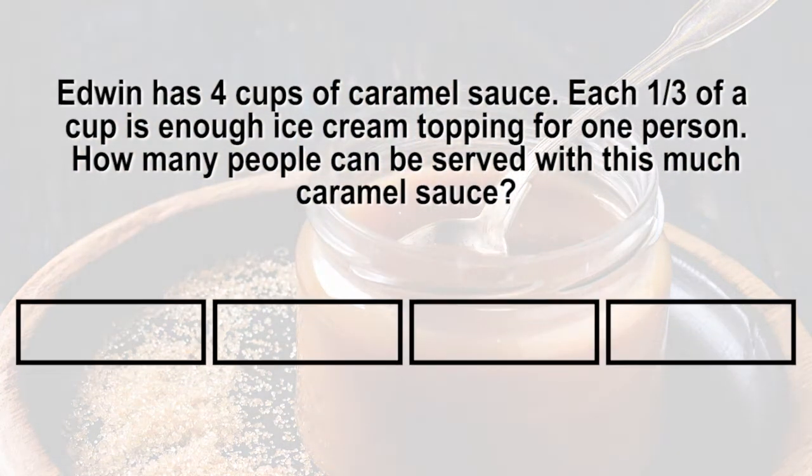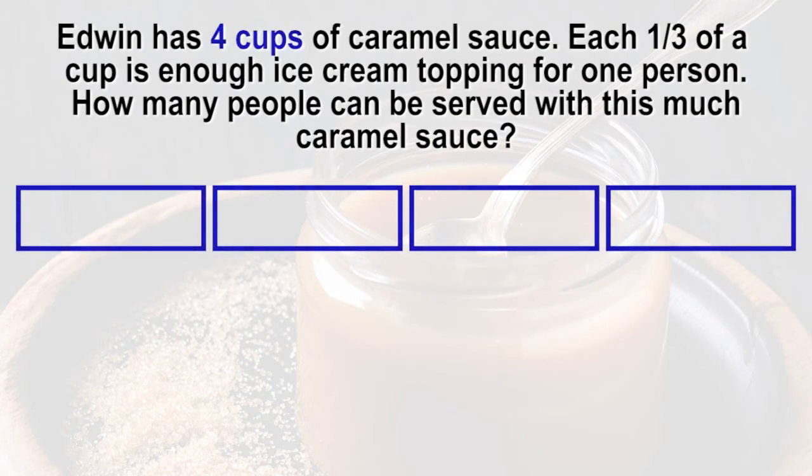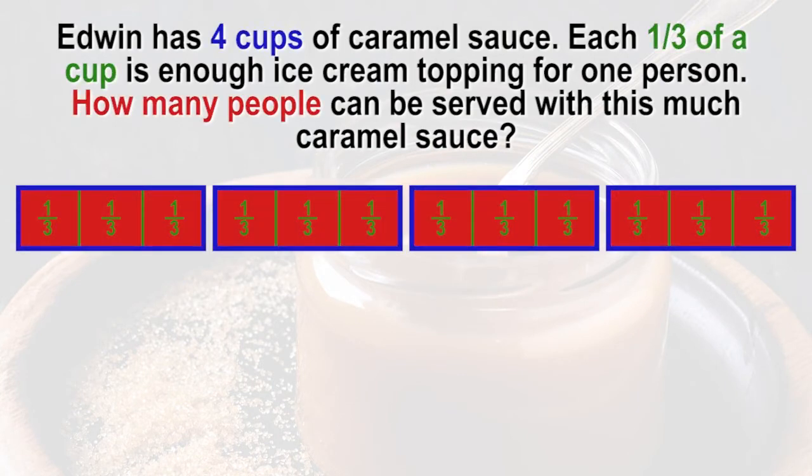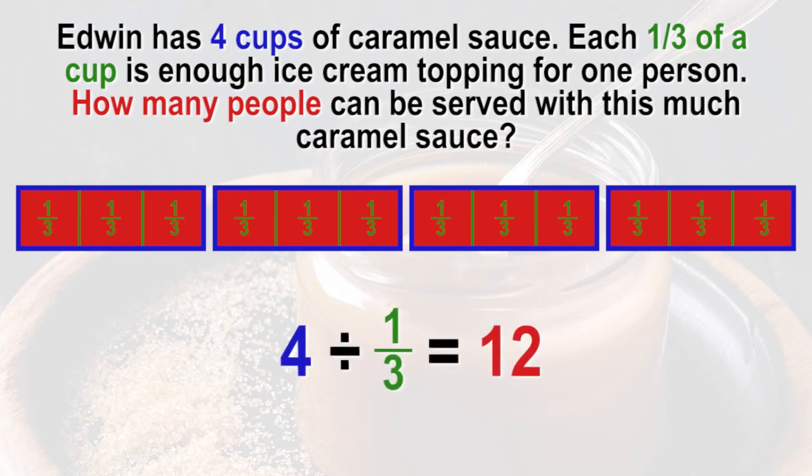If we draw a bar to represent each cup and draw our 3 servings per cup, how many people can be served caramel sauce? How would we write this division equation? 4 divided by 1/3 equals 12.